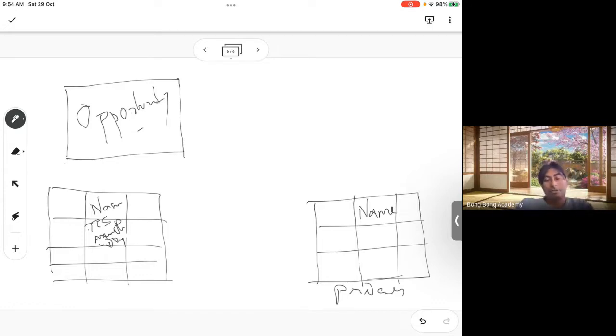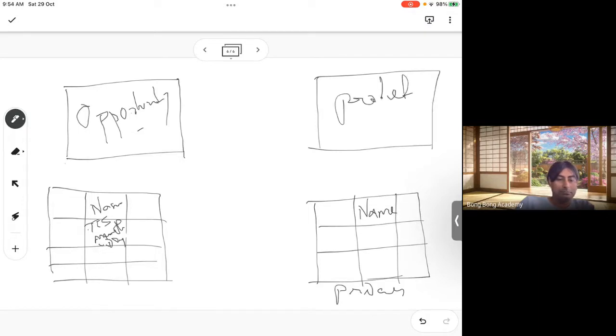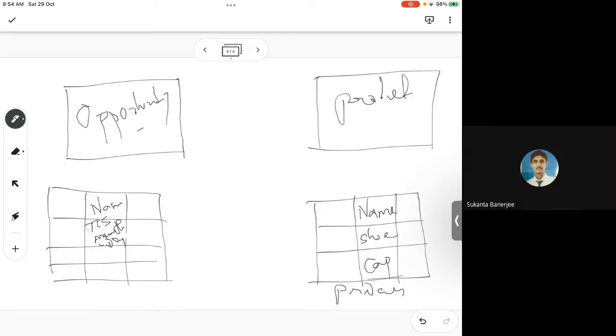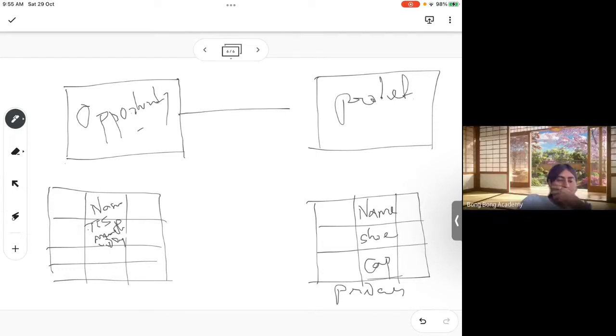But now the question is, I will come to the price factor. So opportunity and product. How are opportunity and product related to each other? How is the deal object related to product? And this product might have two rows. One is shoe and one is cap. One to many. Which way is one? Which way is many? Opportunity is one. Product is many.